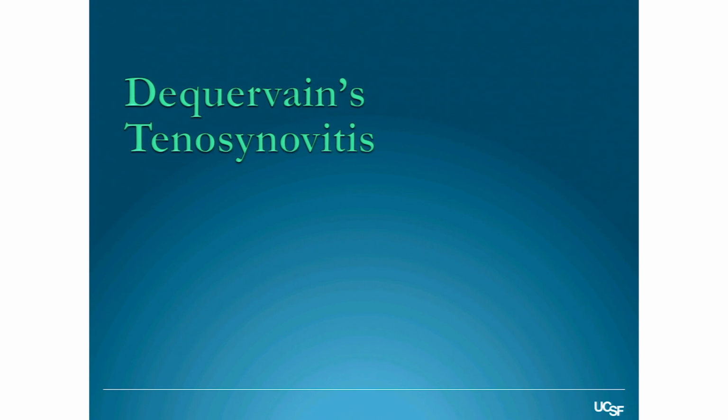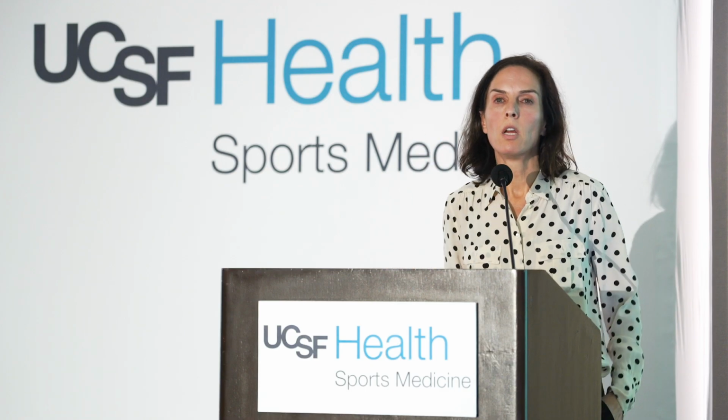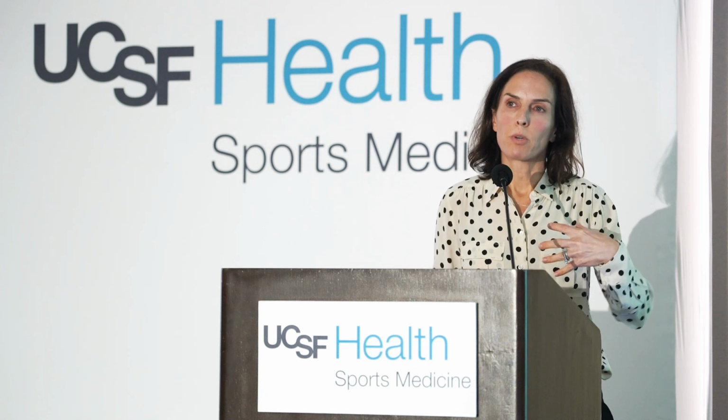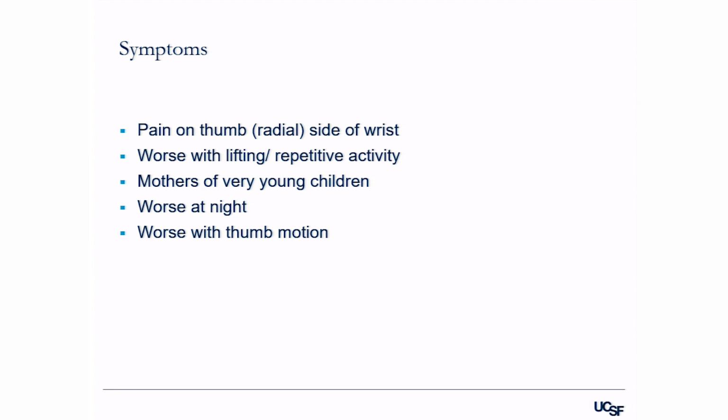So de Quervain's tenosynovitis, again, something that we commonly see. Pain on the thumb, the radial side of the wrist, where the thumb meets the forearm. Worse with lifting or repetitive activities. I think everybody knows you see this in young mothers with young children, most likely from picking them up or from breastfeeding in a flexed wrist position like this. It tends to be worse at night, but certainly worse with motion.